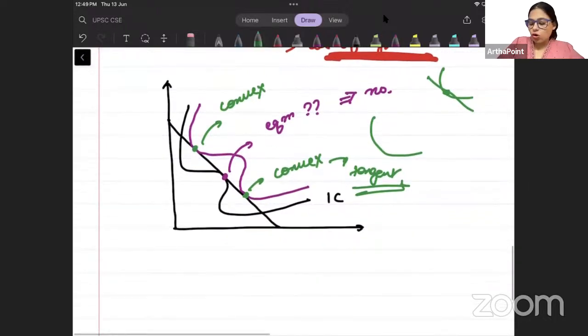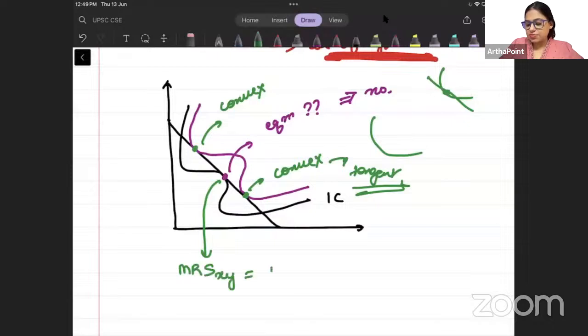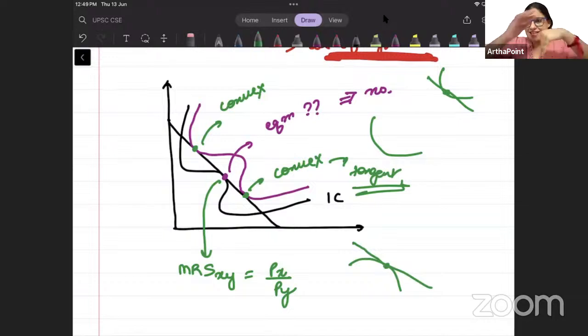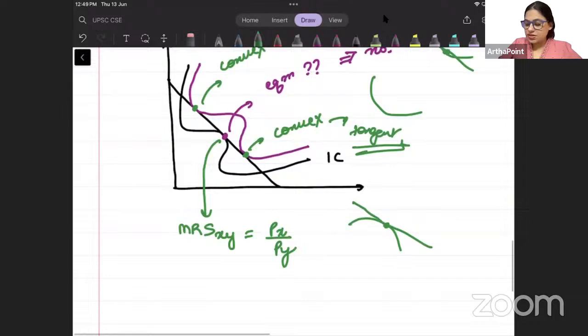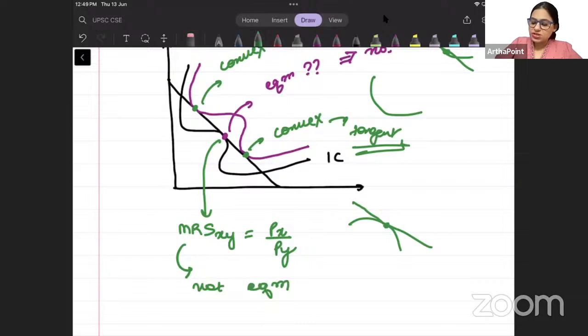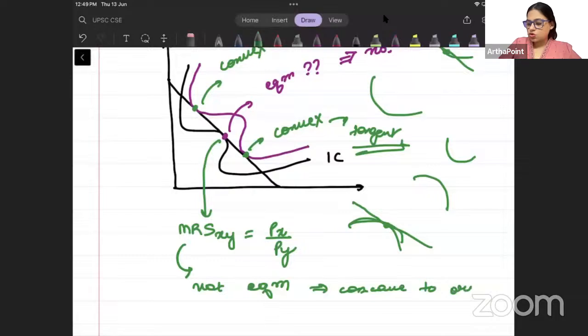So we can say that although here also the tangency is achieved, MRS and price ratio are equal to each other, because you see that the line and IC are just touching each other exactly at one point. So yes, we are tangent, but this is not equilibrium. Right? Because at this point, we are becoming concave. This is concave. This is convex. So I am concave to origin. So this is not the highest point I can reach.